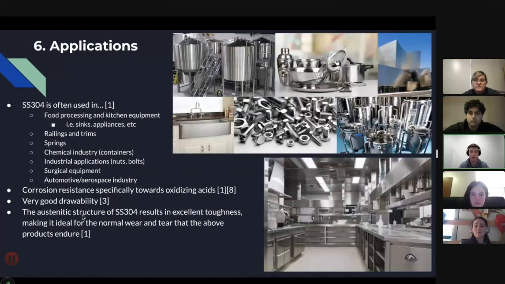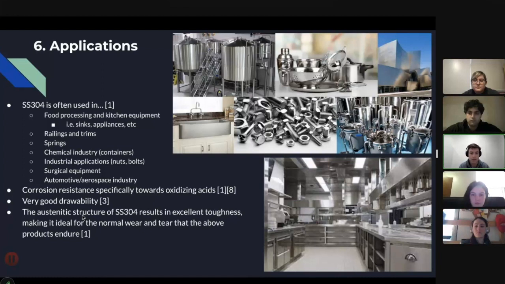So some applications. 304 stainless steel is widely used all over the world because of its exceptional corrosion resistance and affordability. As seen by the list of all these applications, it's considered one of the most used stainless steels on the earth. The reason for its popularity comes from the material's characteristics. Some of these characteristics are the corrosion resistance specifically towards oxidizing acids, which makes it easy to sanitize and leads to it being good in kitchens and food applications.